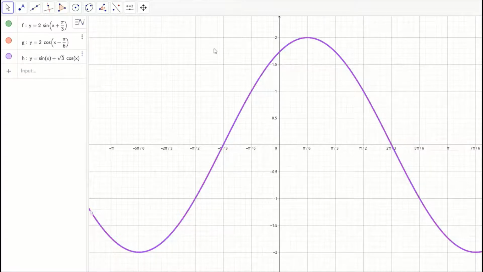So I'm going to show you how to take the forms we've just looked at and deduce or derive this particular harmonic form. So we're going to do that next.